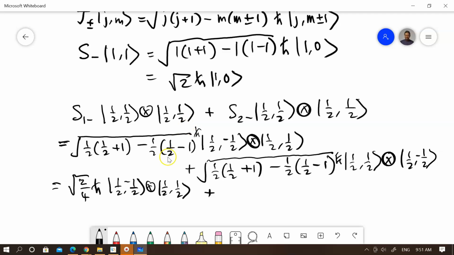Half minus 1 is negative half, then times negative half. Is that right? This gets a 1, right? Oh, it should be a 1. Sorry, yeah, you're right. So this is going to be a 1. So this is 1 h bar, half tensor product with half minus a half.